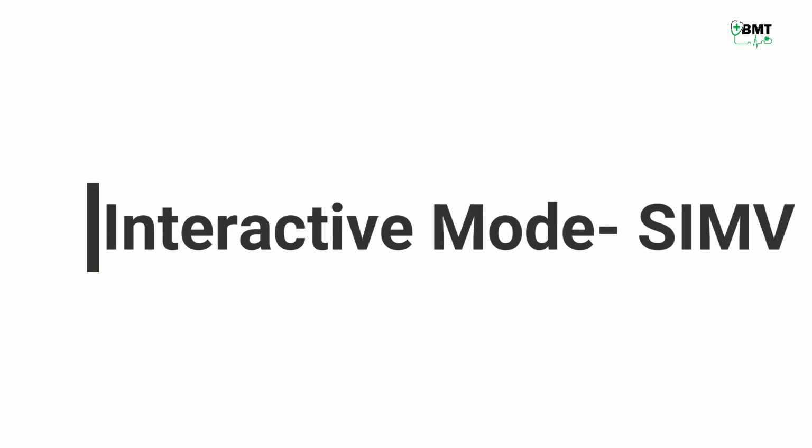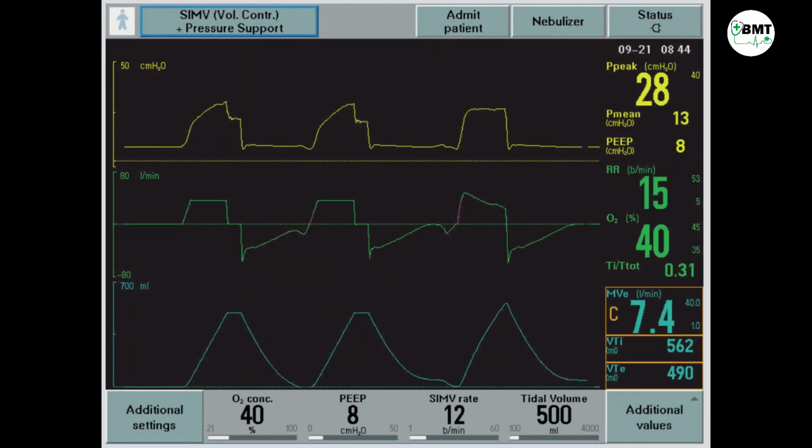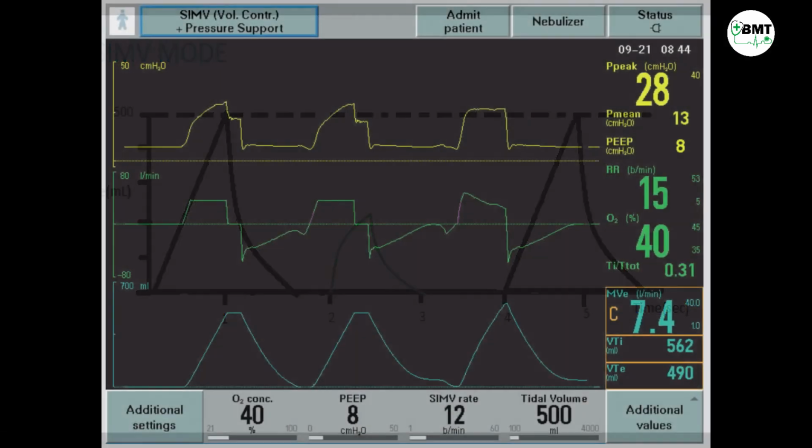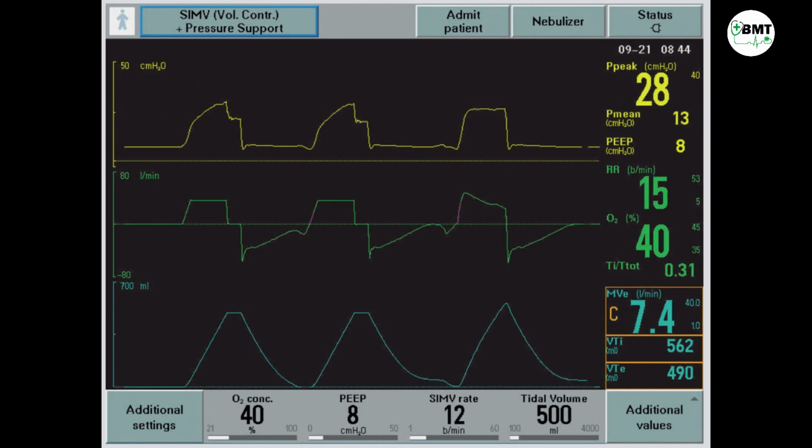Now let us move towards the interactive modes, that is SIMV. During SIMV, the patient receives mandatory breaths that are controlled or assisted by the ventilator at particular set time interval. These mandatory breaths are synchronized with the breathing efforts of the patient, who can breathe spontaneously between the breaths. So in this also, SIMV VC and SIMV PC. In SIMV VC, volume will be controlled and patient's breath will be synchronized. And in SIMV PC, pressure will be controlled and pressure will be synchronized according to the patient's breath.